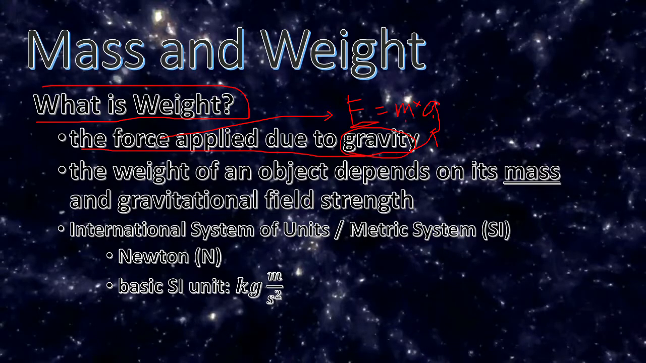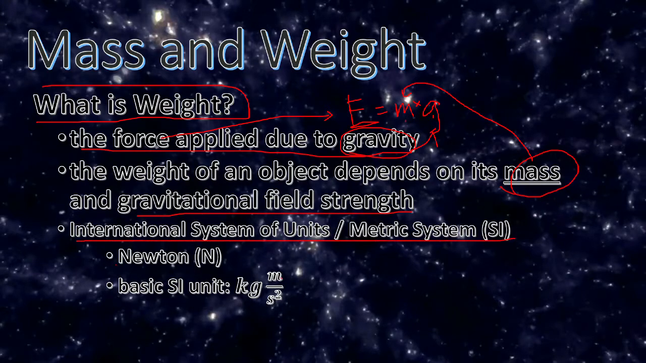Okay? The weight of an object depends on its mass. Take note, it depends on its mass, which is from our formula here: mass times gravity, the gravitational field strength. Therefore, we can determine it by its units. So that's why units are important.